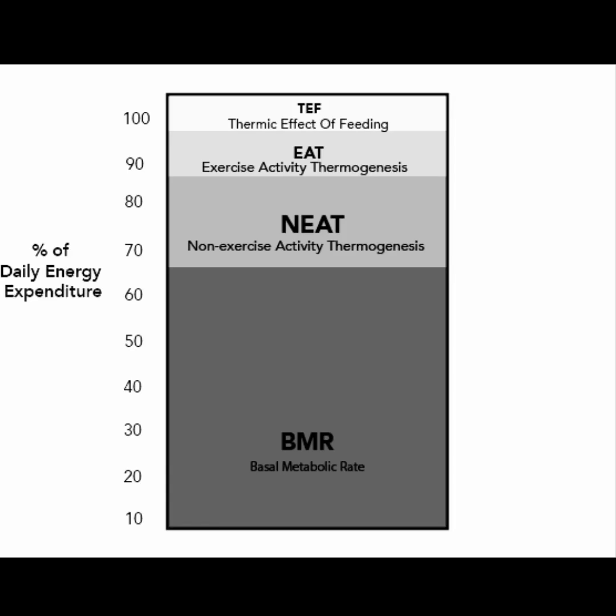So here's a classic picture of your metabolic rate, and it's made up of four components: your TEF, your EAT, and your NEAT, and your BMR. These are your four components of your metabolic rate. Although it's the classic picture, it isn't actually accurate, because your NEAT, your EAT, and your thermal effect of feeding at the top there can all change.